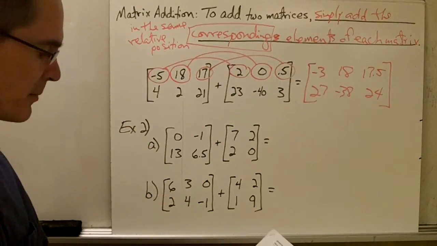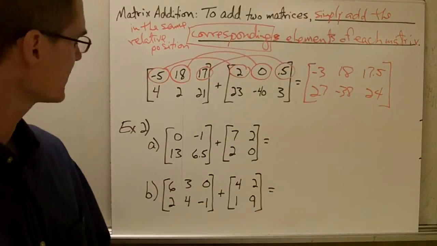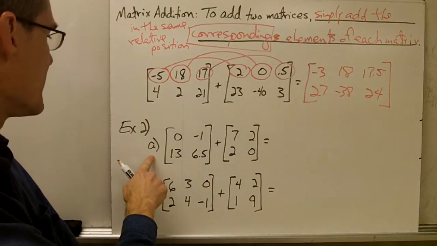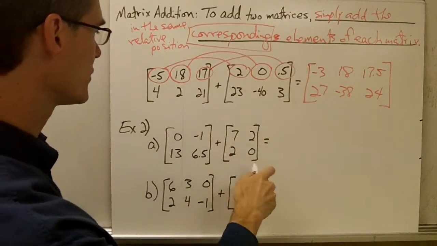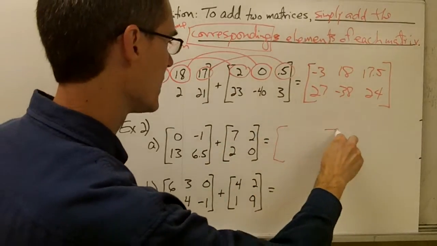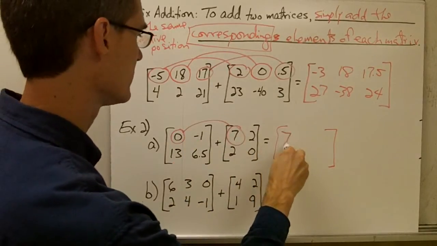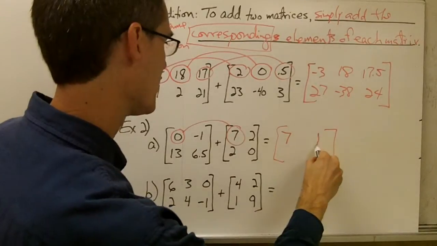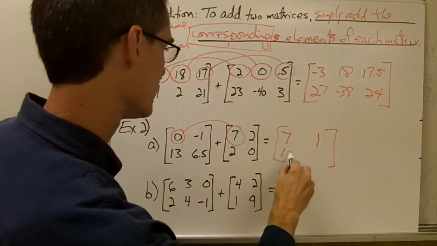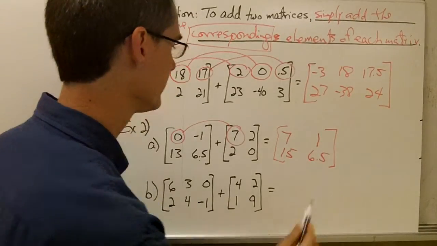Okay, a couple more examples here in example number 2. It says add the following matrices if possible. So example 2a here, okay, I'm going to do the same thing that I did here, which is to just add the corresponding elements of my two matrices. So 0 and 7 is 7, negative 1 and 2 is positive 1, 13 and 2 is 15, 6.5 and 0 is 6.5.